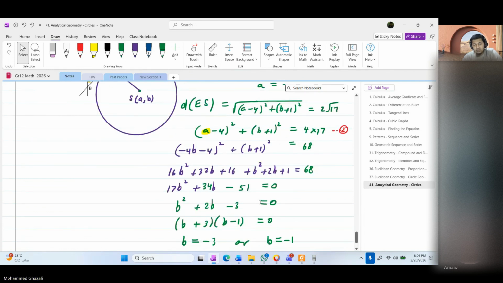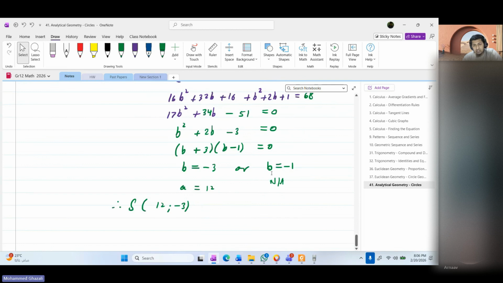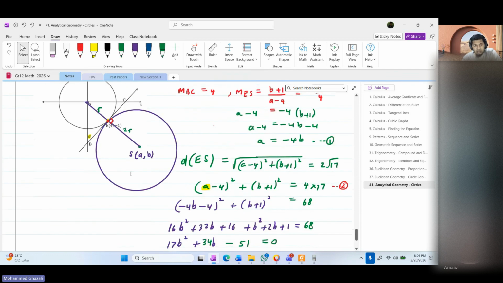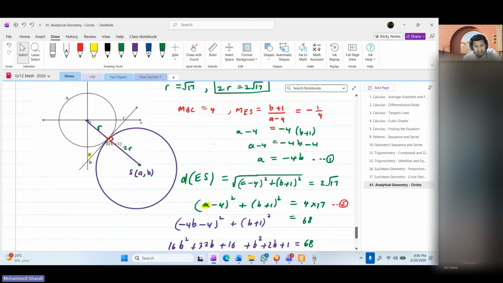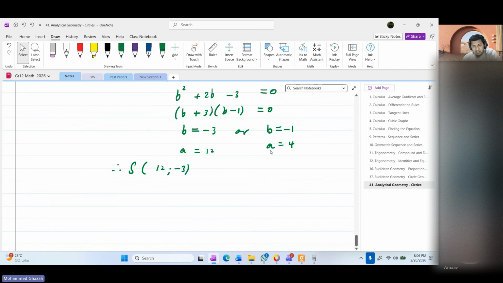That's it. You're going to reject negative 1, because negative 1 is going to give me a value of A which is negative 4 times negative 1, which is 4. But 4 and negative 1 is not the center of this circle, that is exactly at E. That's why I reject this. So this is rejected and that's accepted.